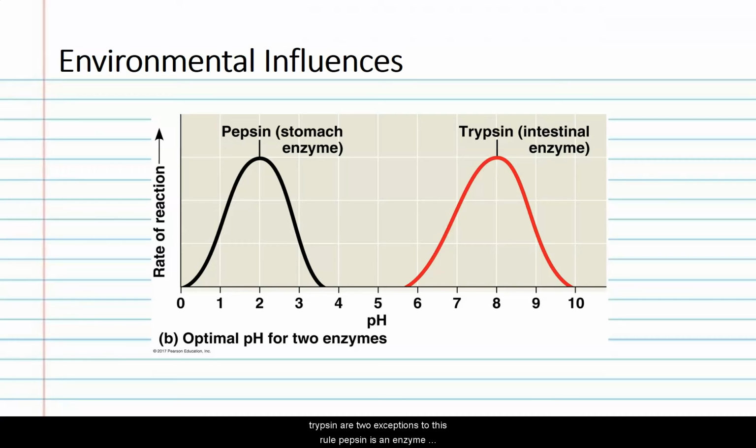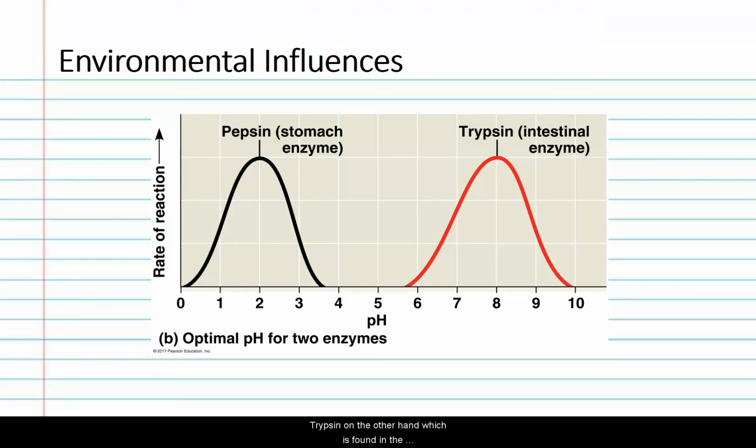Well, pepsin and trypsin are two exceptions to this rule. Pepsin is an enzyme that is found in the stomach, where the pH is very, very low, and its enzymatic function is going to be highest at that very low pH. It's going to have just the right shape at that pH for it to be able to catalyze the reaction that breaks down the proteins that we eat.